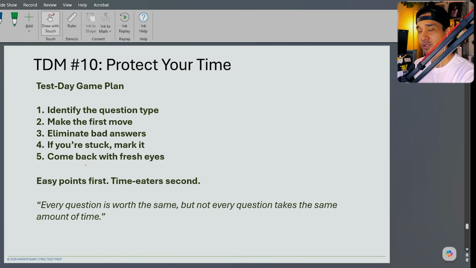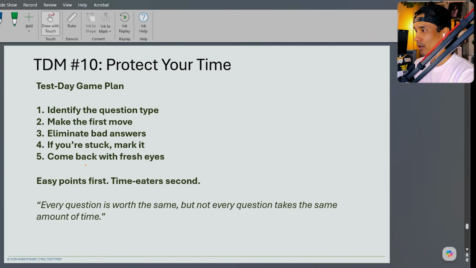Okay, easy points first, right? Like I mentioned before, the time meters are second. Every question is worth the same, but not every question takes the same amount of time. I'm not the first one to say that. Okay, that's why I put it in quotation marks. So keep that in mind when you are taking the test.